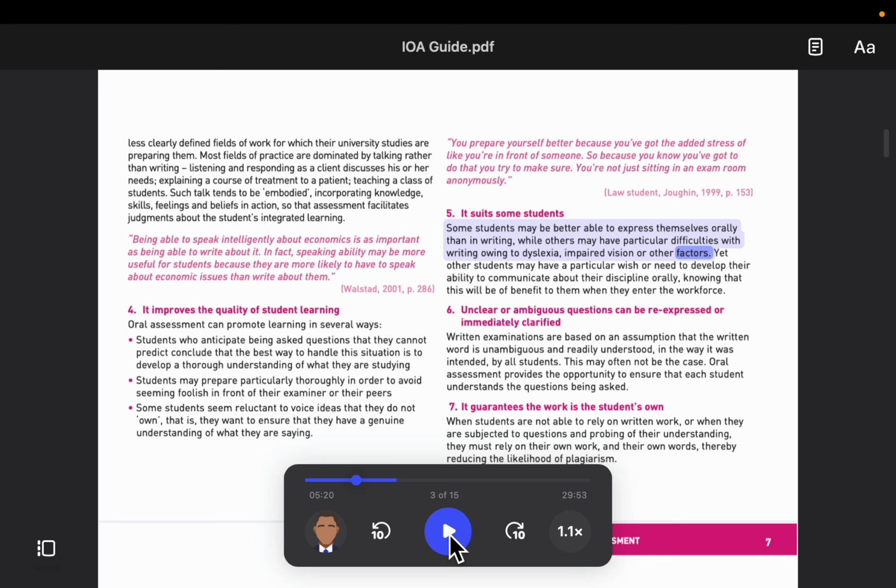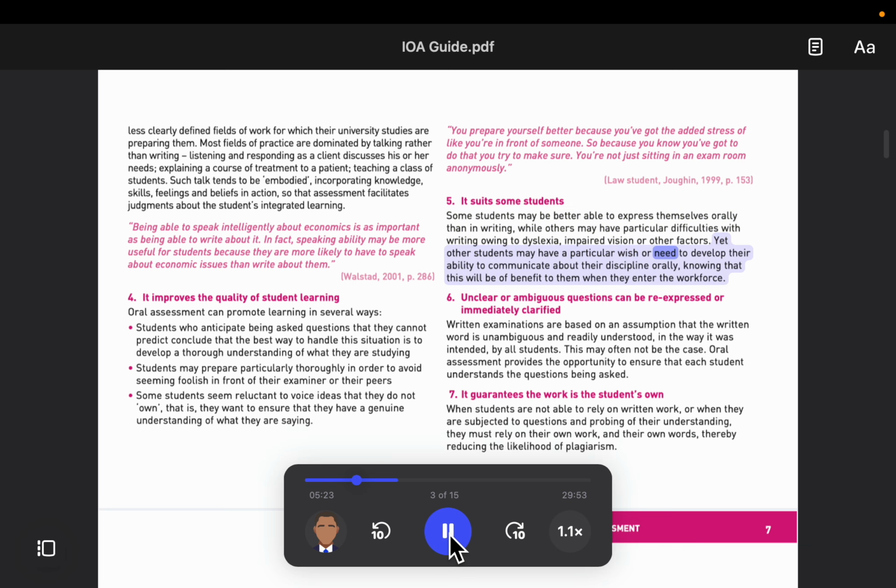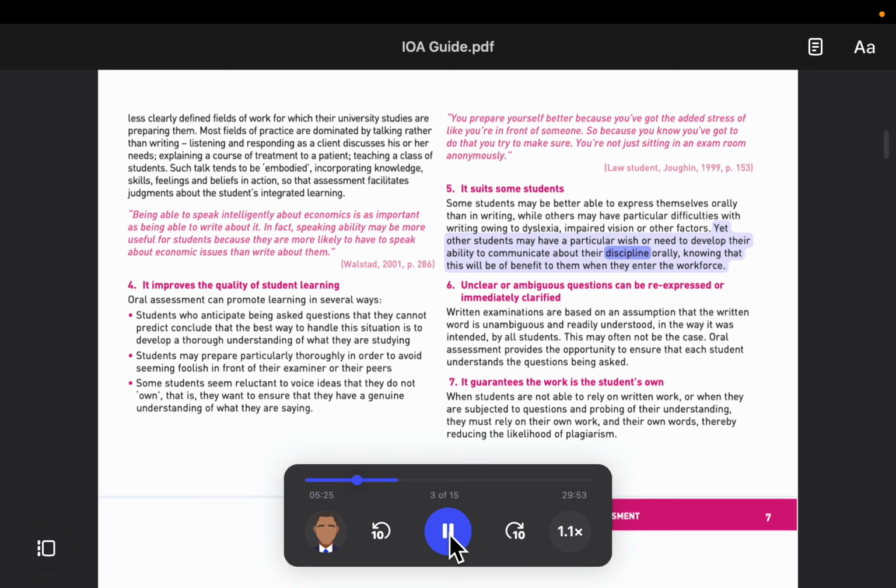I would say, in a sense, IOAs are actually a little bit more fair because they make sure that the assessment type is not so uniform that it's always suiting the same students more than others. So by mixing it up, we make sure that every student gets a chance at an assessment type that suits them well. So here we go, we're continuing. Yet other students may have a particular wish or need to develop their ability to communicate about their discipline orally.